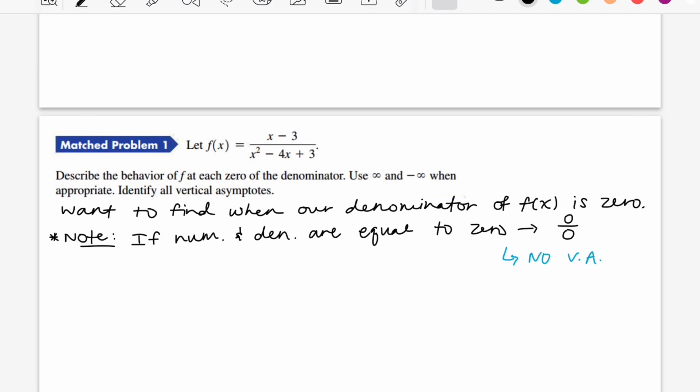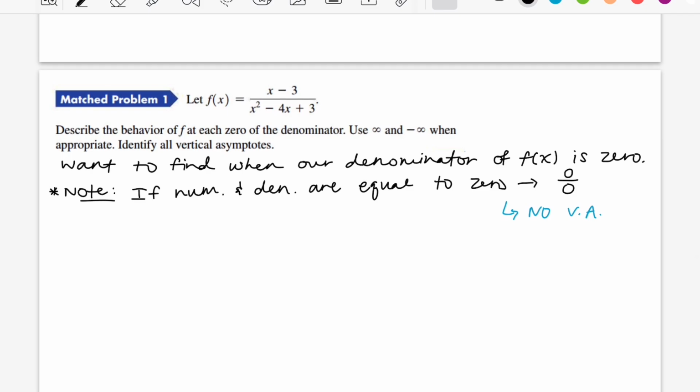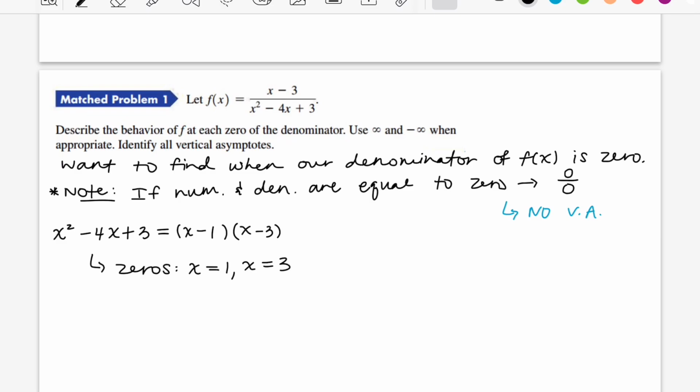So the first thing we want to do, again, is find when the denominator is equal to 0. So we can do that by factoring the denominator. We have x squared minus 4x plus 3. And this factors down. We have x here, and we need numbers that multiply to get positive 3, and add to get negative 4. So we have negative 1 and negative 3. So this tells us that our zeros are x is equal to 1 and x is equal to 3.